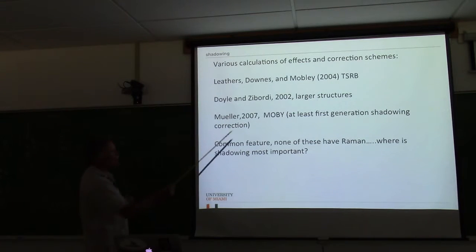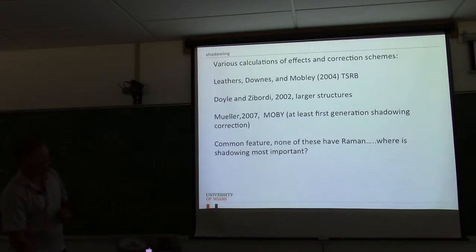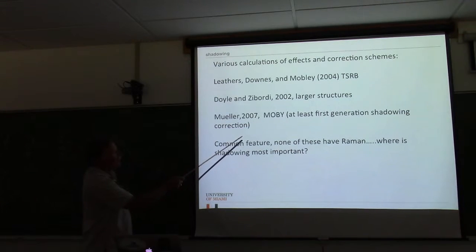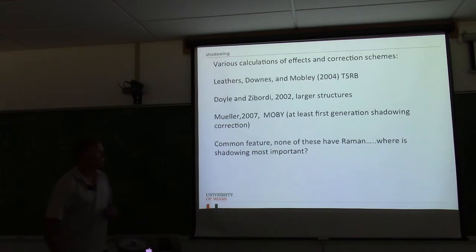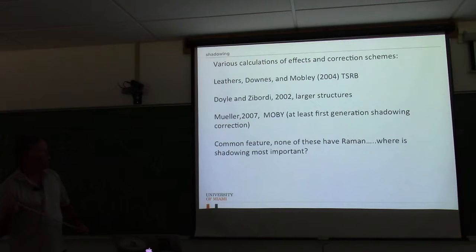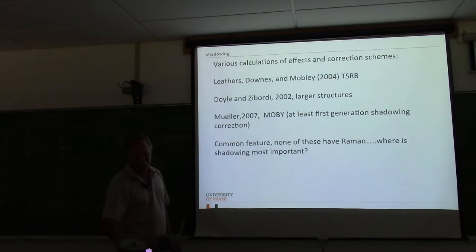I'm involved with MOBY, which you'll find out about in the future. Jim Mueller has at least a first generation shadowing correction. I'm supposed to have a telcon about a second generation to try to do corrections for MOBY. The important thing with all these is, at least at this point, none of these have Raman, which, you know, you're trying to do the correction. It's really important in the red wavelengths, but that's also where Raman's important. So it's sort of bad that way. Jim's got a correction that includes Raman that we work on. So keep shadowing in mind, it's the big deal.